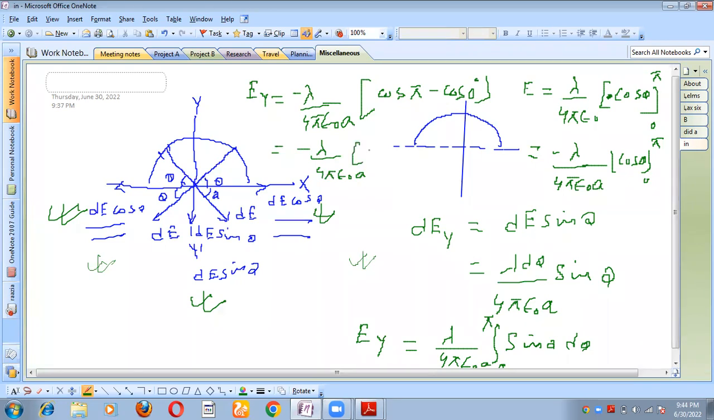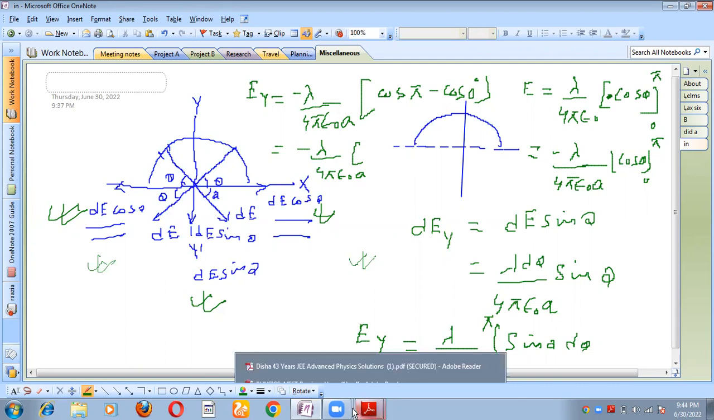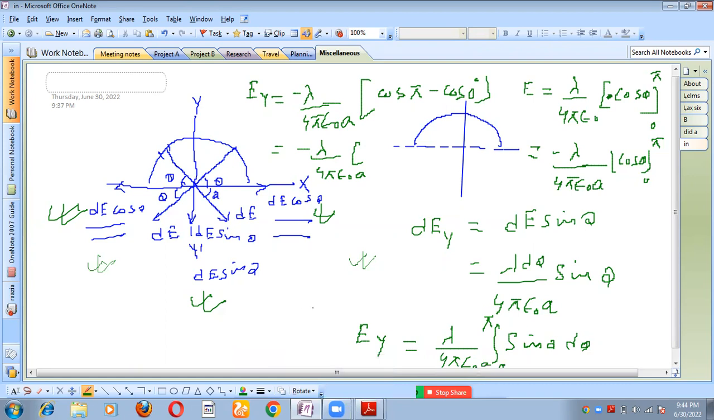What is the value of cos pi? What is the value of cos 180 degree? Anyone? You don't know cos of 180 degree. Anyone? Hanifa? What is the value of cos 180? Minus 1, I think. Yes, minus 1. Cos 180 is minus 1.